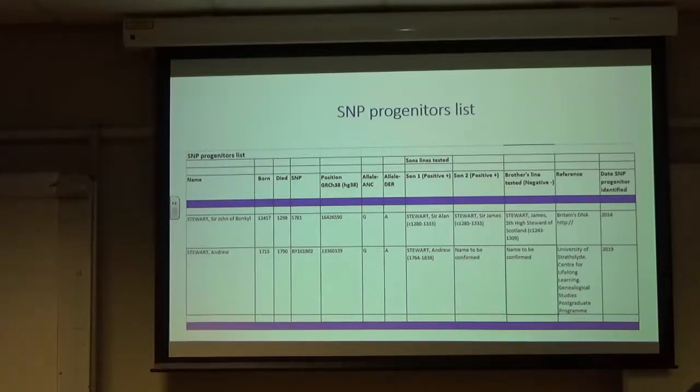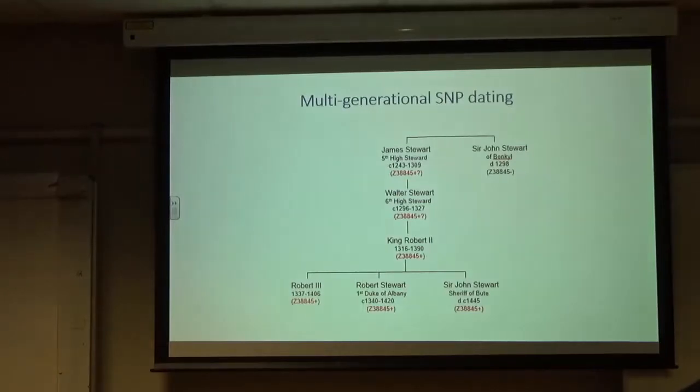So we're hoping that that can be developed further and start to be populated if we can find other examples of SNP progenitors. As you can see, the criteria are quite difficult to meet.